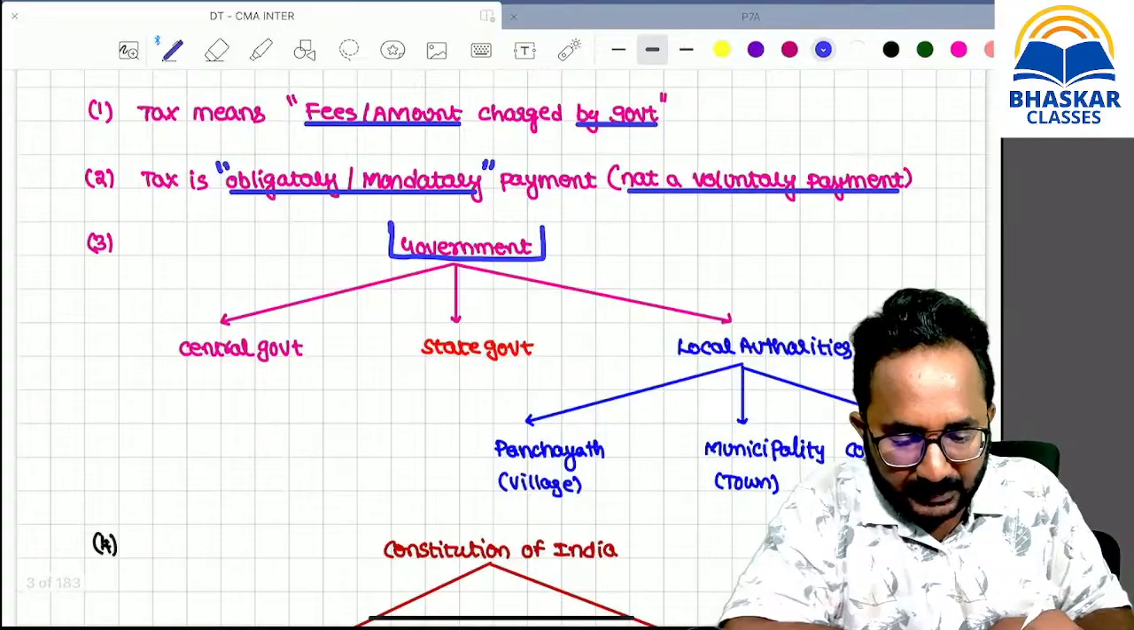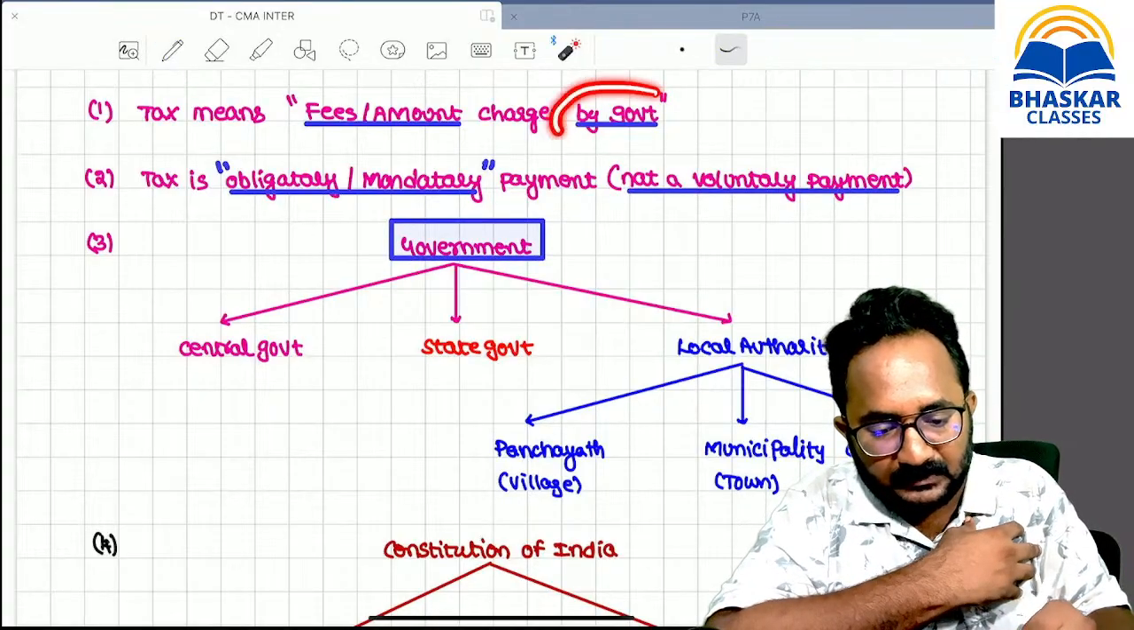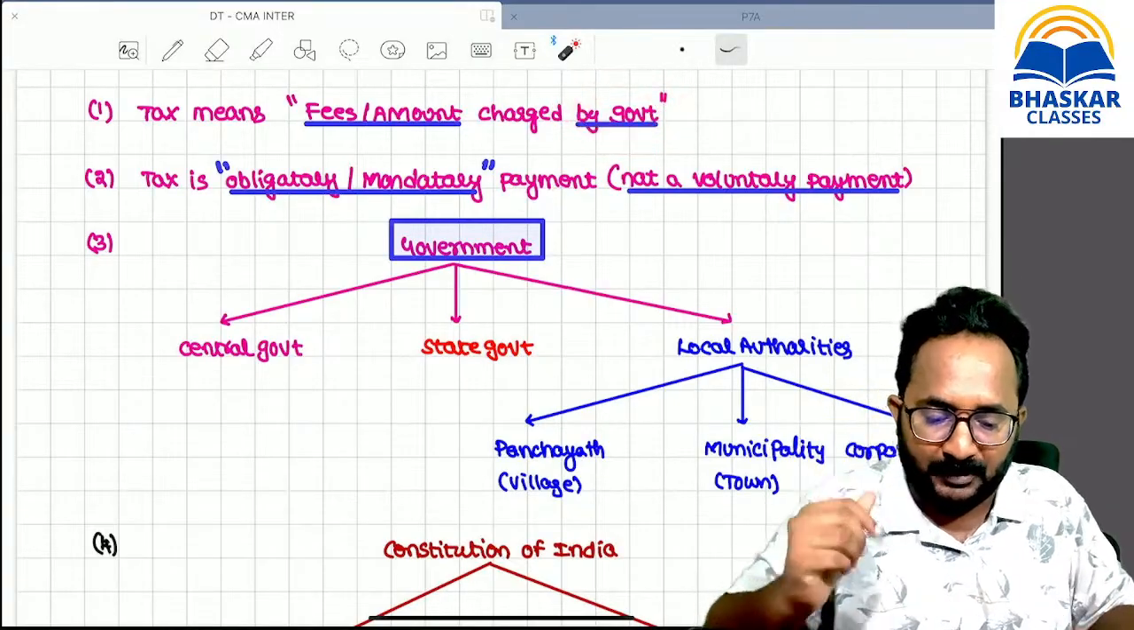What do you mean by the government? Here, tax is a mandatory or obligatory fee or amount charged by the government. Sir, what do you mean by the government here?